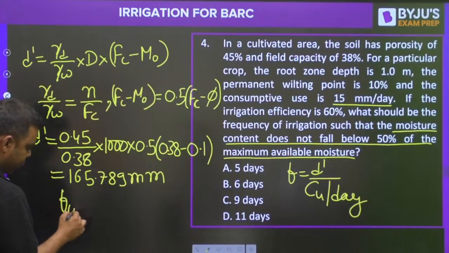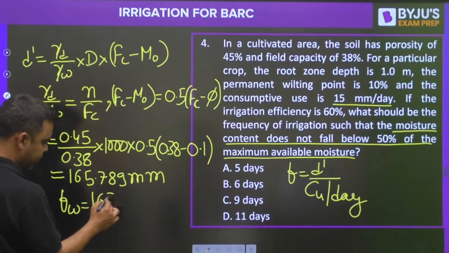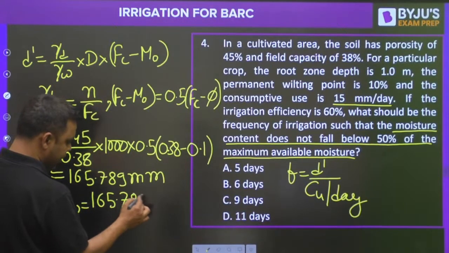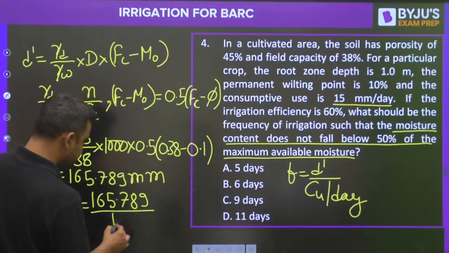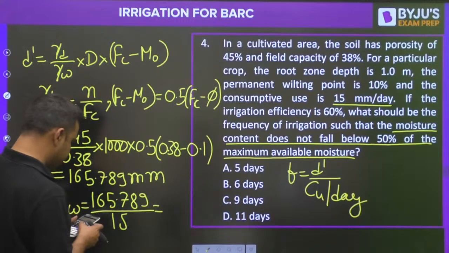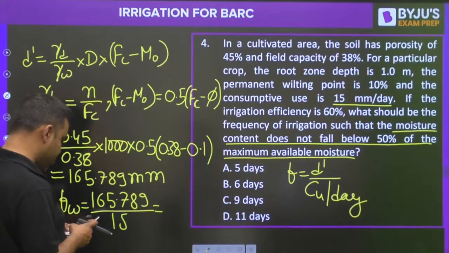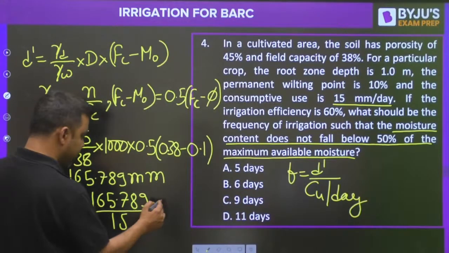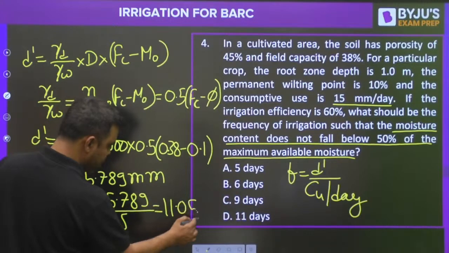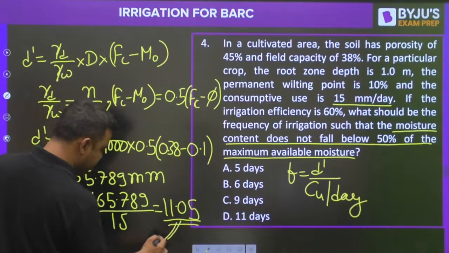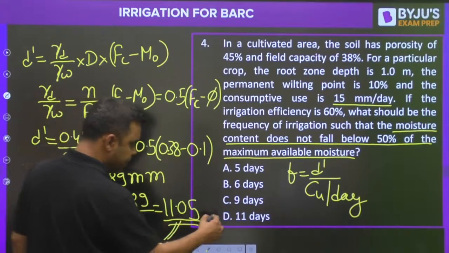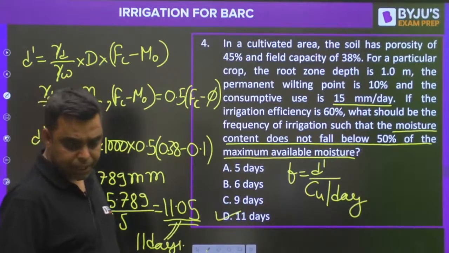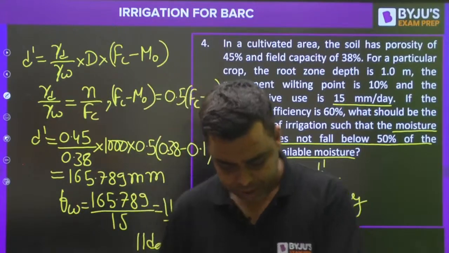And Fw will be equal to 165.789 divided by consumption, 15 mm, which is equal to 11.05. So frequency of irrigation will be 11 days. Answer will be D. Very good everyone.